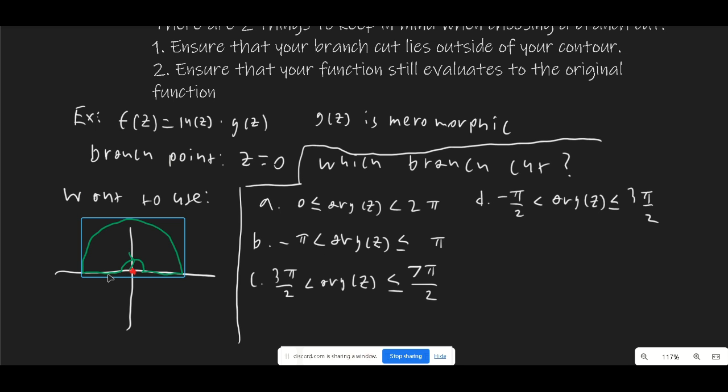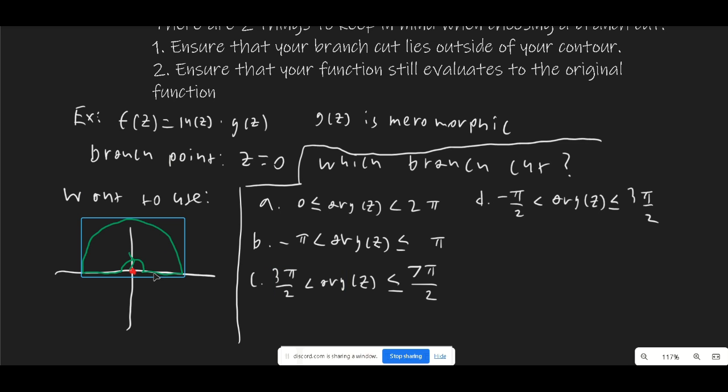Now option C looks very nice, because if we look at where the angle 3 pi over 2 and 7 pi over 2 meet, that's right here on the negative imaginary axis, which is nice and far away from our contour, which means that we'll be able to use the residue theorem to evaluate the integral. However, notice that for C, this interval that we have right here does not include the argument of z being 0. And a fundamental assumption of the natural log is that the natural log of a positive real number is going to be also a real number.